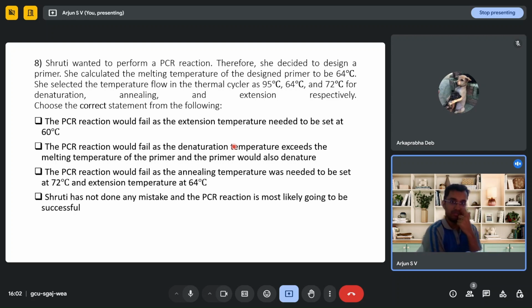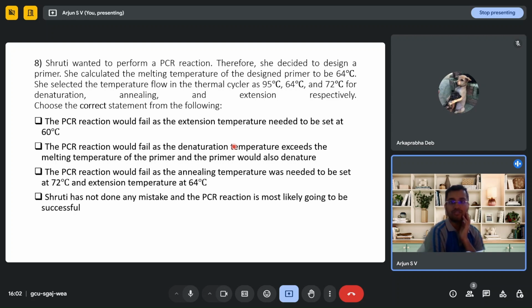So, they are given the melting temperature of the primer to be 64 degrees Celsius, and they are also given the denaturation, annealing, and extension temperature. So, we have to choose the correct statement from the following. So, options are: the PCR reaction would fail as the extension temperature needed to be set at 60 degrees Celsius, which is not quite right because extension at 70 degrees Celsius is correct only.